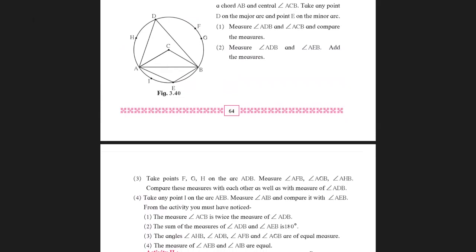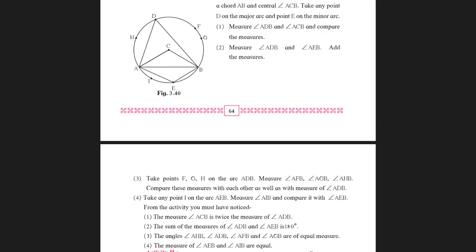Second, the sum of the measures of angle ADB and AEB is 180 degrees. So if you were to add angle ADB and angle AEB, you would get 180 degrees. Third, angles AHB, ADB, AFB and AGB are of equal measures. So if you were to join AH and HB, AF and FB, AG and GB, and you were to measure all these angles, you would find that all of them are of equal measure.